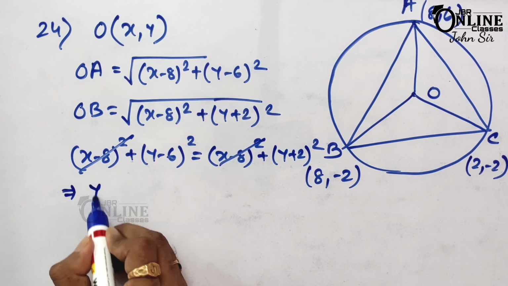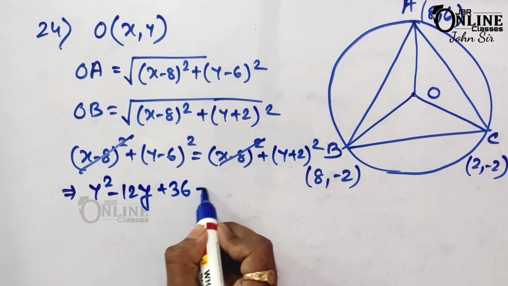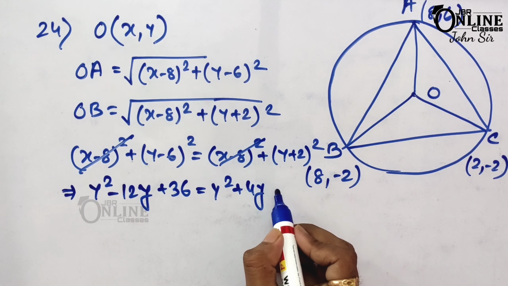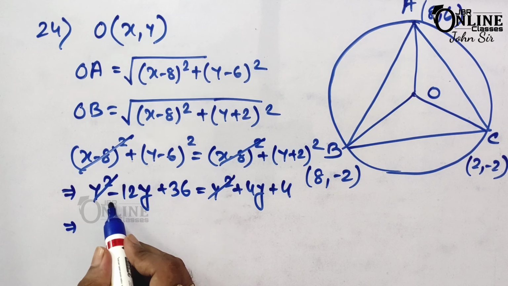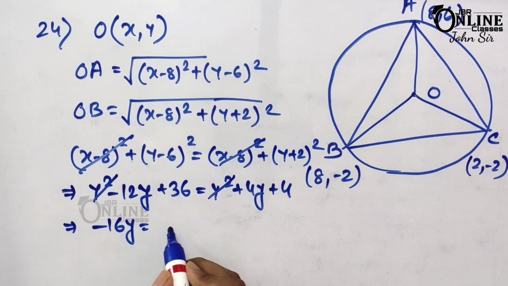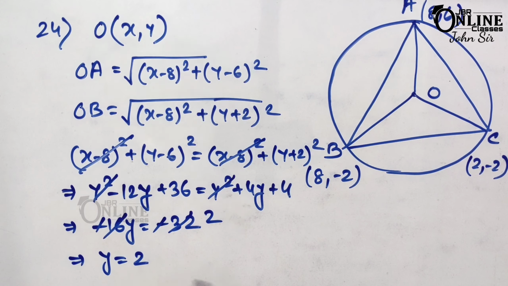So first, y square minus 12y plus 36 equals y square plus 4y plus 4. So y square cancels out, then minus 12y minus 4y is minus 16y, and 4 minus 36 is minus 32, so that equals minus 32 again. So here y equals 2.